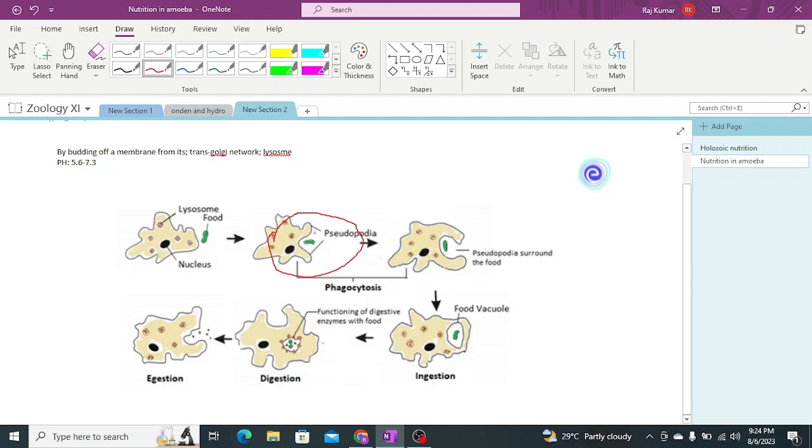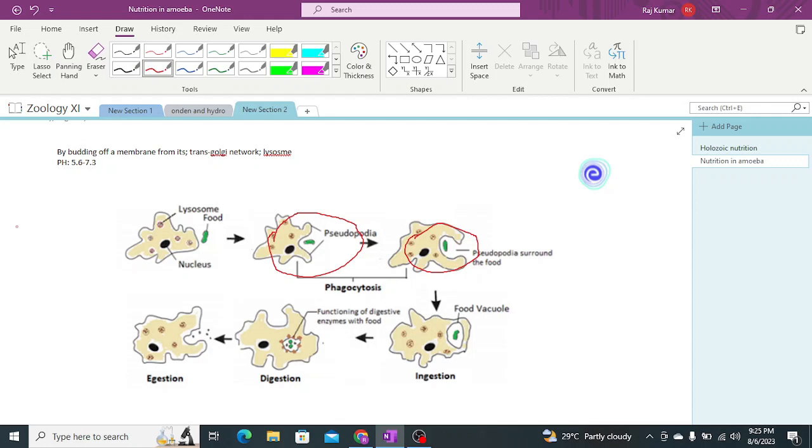As it grasps it, the cell membrane stretches and folds itself, due to which the food particle is covered inside the cell membrane. Then endocytosis takes place. Endocytosis is of two types: phagocytosis and pinocytosis. Pinocytosis is the intake of liquid inside the cell, whereas phagocytosis is the intake of solid food particles inside the cell.